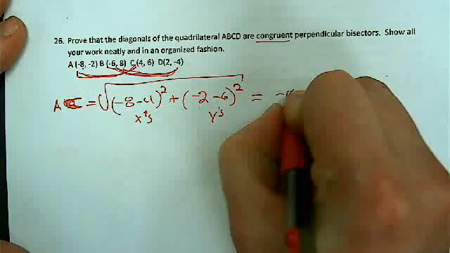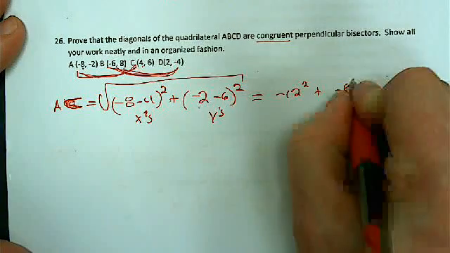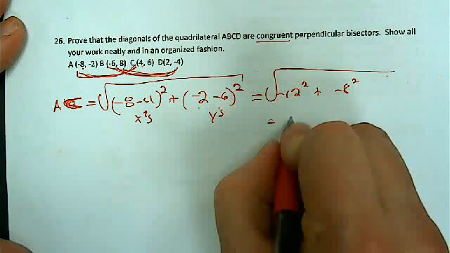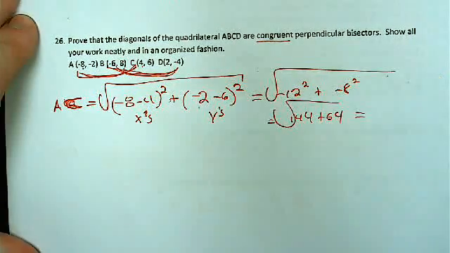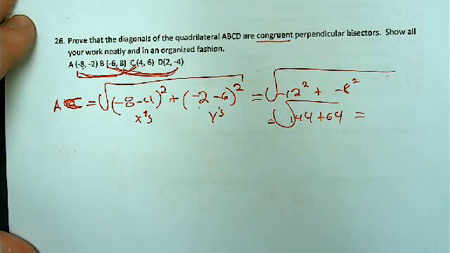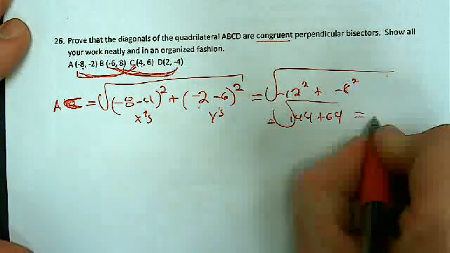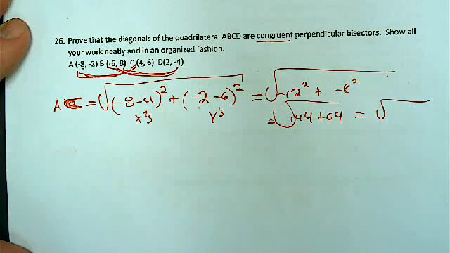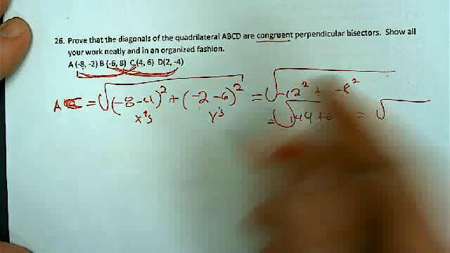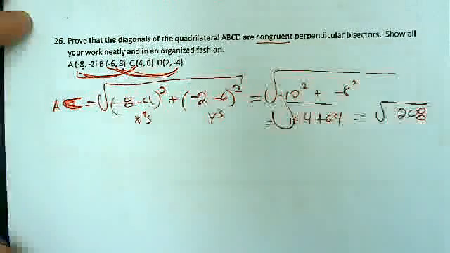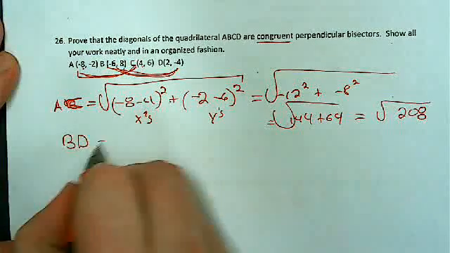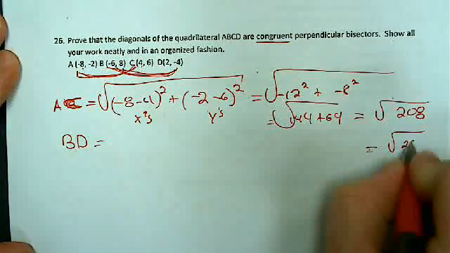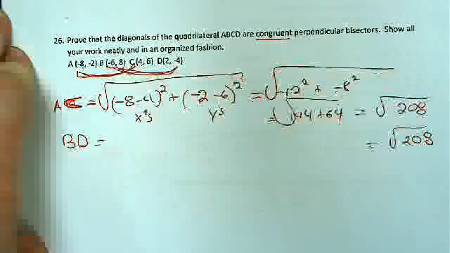So that's -12 squared plus -8 squared, which is 144 plus 64. Let me put that in one more time. 144 plus 64. I get the square root of 208. Now, if I do it right, I should show, using the same formula, that BD is also the square root of 208. So make sure you can get that with your own work.